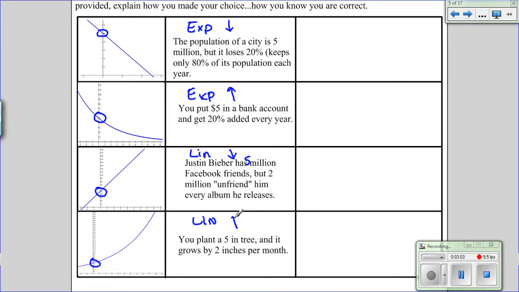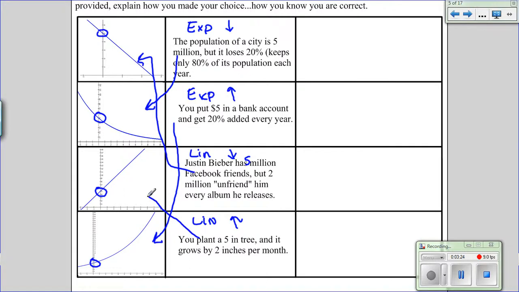I think we did all the work that we need to do. This guy is exponential and decreasing, so this guy is here. You put 5, and we're looking for exponential and increasing, so that means it's this guy. Here we have linear decrease, so it's this guy. And then linear increase has to be this guy.